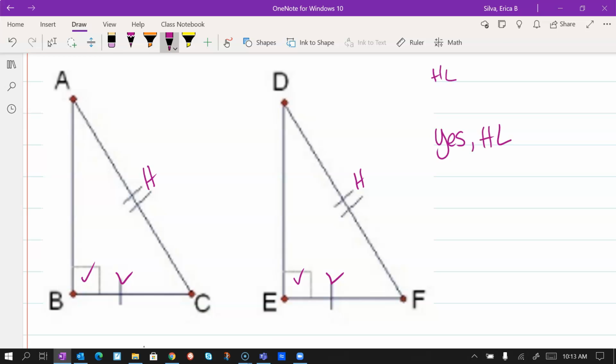Any questions? For hypotenuse leg, yes. So you have to have the hypotenuse congruent and at least one of the legs. But it has to be a right triangle.